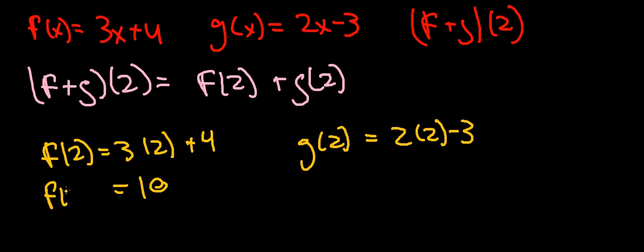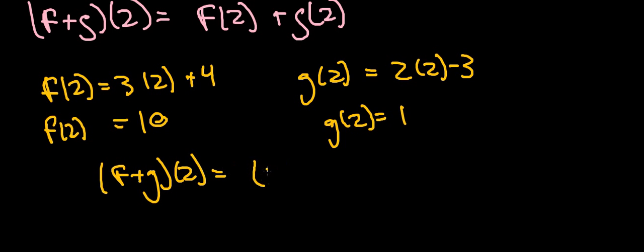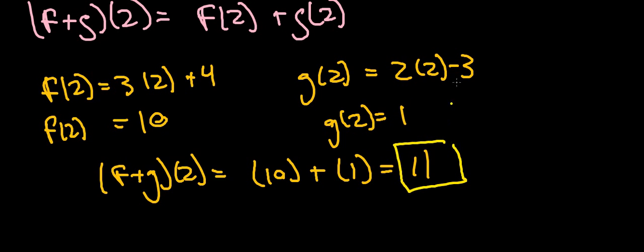So f of 2 is equal to 10. And this is going to be 2 times 2, which is 4, minus 3, which is 1. So g of 2 is equal to 1. So we can either do it like this, solve them independently, and then say f plus g of 2 is equal to 10 plus 1, which is equal to 11. So this is our correct answer.